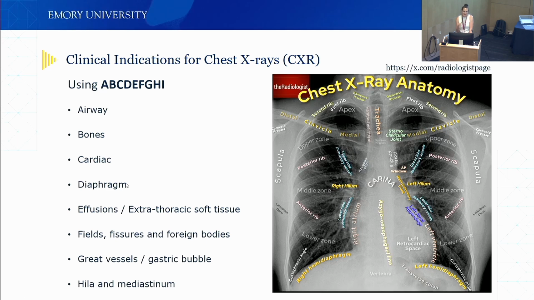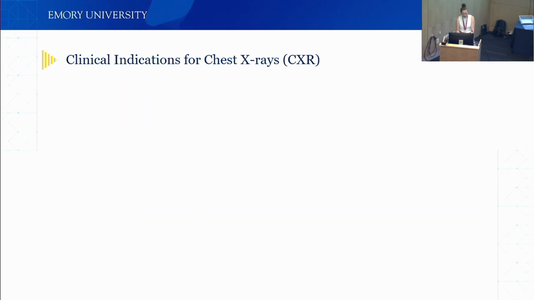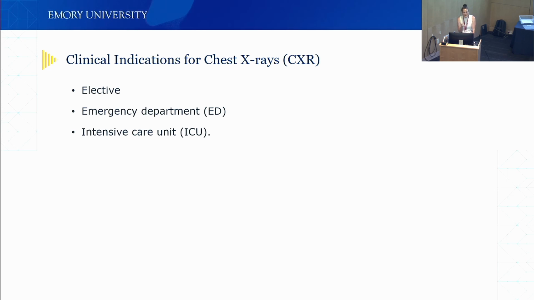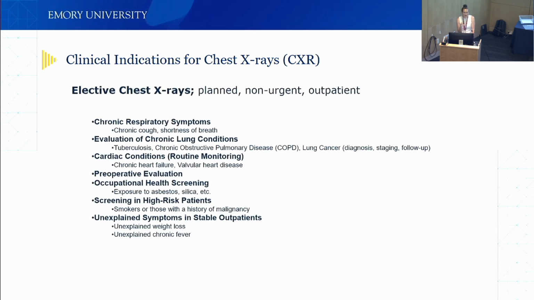So for all of these, there are clinical indications why we take these X-rays. I tried to group them in elective, emergency department, and intensive care unit. So if we look at elective chest x-rays, they're planned, non-urgent, and most of the time they're outpatients, which means patients need to be healthy and mobile enough to come to your hospital to get the x-ray. And this is important for later on, but a lot of it is chronic disease, chronic respiratory symptoms, chronic lung conditions. We do some monitoring for cardiac disease, pre-op evaluations, occupational health screening for asbestos and those sorts of things, lead paint we sometimes still do.